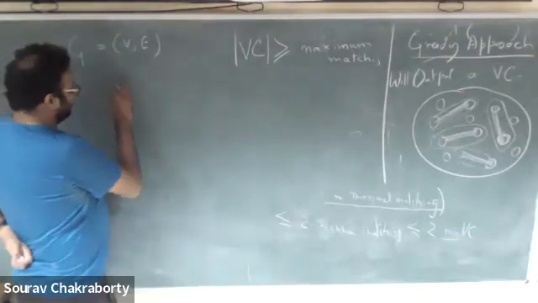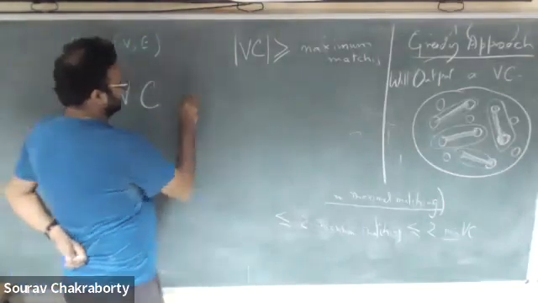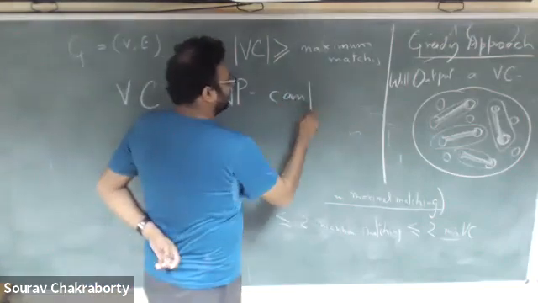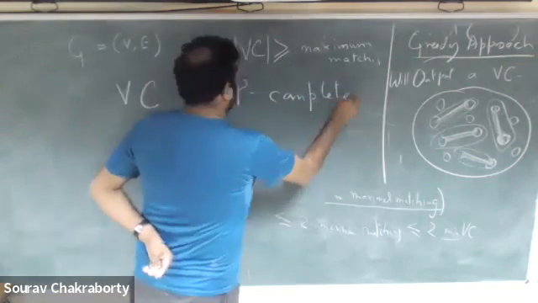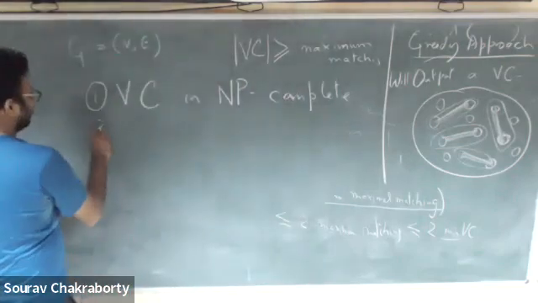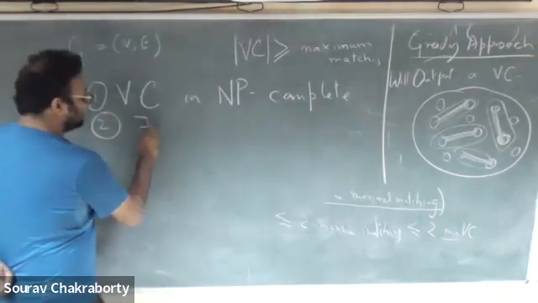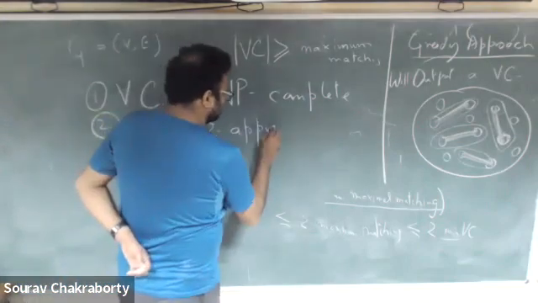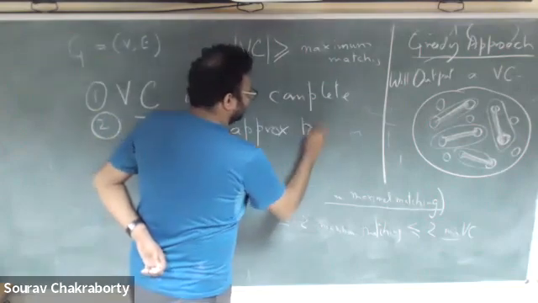Whatever. So we have this: vertex cover is NP complete. This we have already seen. So that's fact 1. Fact 2 is that there exist 2 approximations to vertex cover.